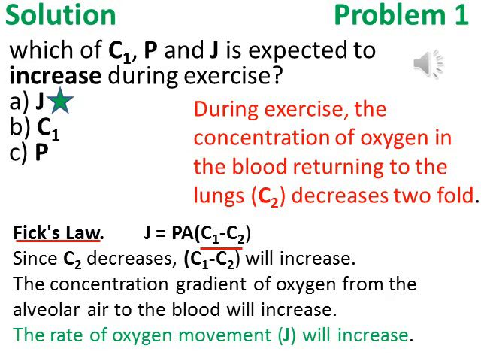So choice A, J, is correct. The rate of movement of oxygen molecules from the alveolar air spaces to the blood will increase during exercise compared to when you are at rest.